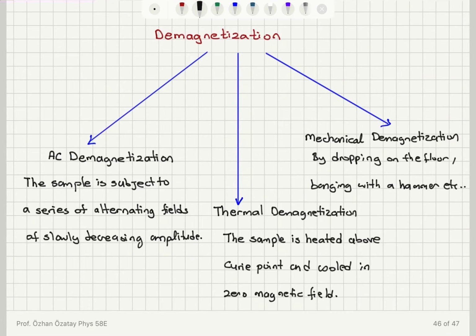So we talked about demagnetization techniques, AC demagnetization, where the sample is subject to alternating fields with decreasing field strength, decreasing amplitude until we reach zero remnant magnetization. Thermal demagnetization, where the sample is heated above the Curie point so that it becomes a paramagnet and then cooled in zero field to lock the random orientation of moments. Mechanical demagnetization, it's by banging on it or dropping it on the floor, through mechanical effects we can demagnetize it.